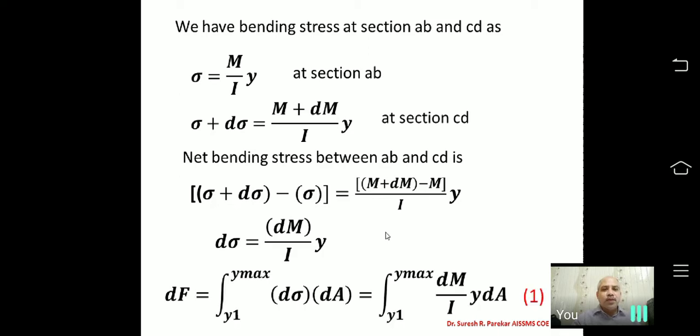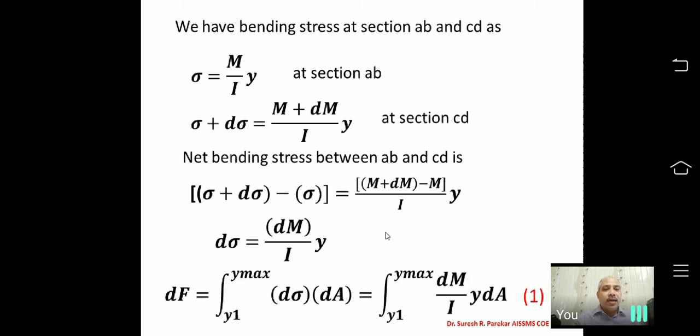So now what is force? We know force is stress into area. So we will consider from y1 to y max, that is dF, small force for that area dA, and stress is d sigma. So my dF is d sigma into dA. Now we know the value of d sigma is dM upon I into y, dA, which is given in the last step. So now this is my equation 1.